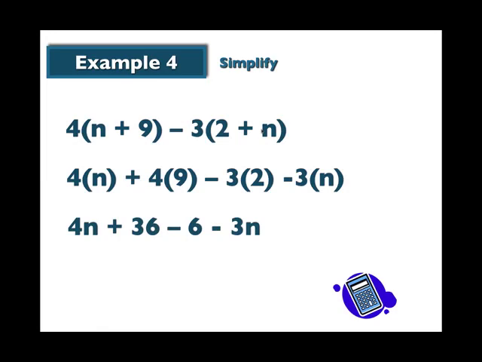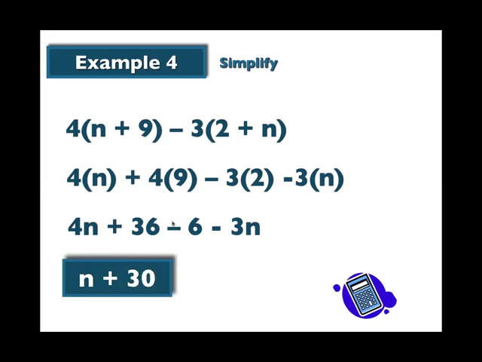Now we have to identify the like terms. The like terms are going to be 4n minus 3n, which makes n, and 36 minus 6, so we wind up with n plus 30. So we took this really big, long bunch of numbers and letters, variables, and we simplified it all the way down to n plus 30 by combining the like terms and by using the distributive property.